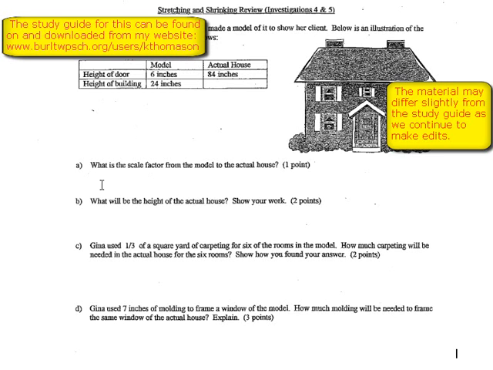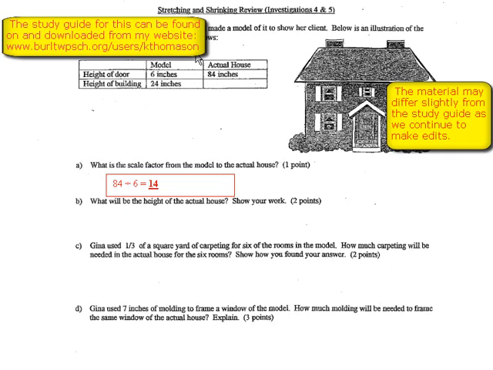So how do we find that? We simply do 84 divided by 6. So we find that our scale factor is 14. Now B is talking about what we were just alluding to up here. It says what will be the height of the actual house, and it says show your work. So we want to know this right here.